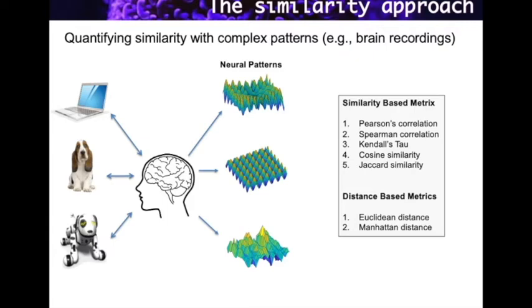In this problem, there are other approaches as well. For instance, the most commonly used ones, as mentioned before, are Pearson's correlation and Spearman correlation, but one may also use Kendall's tau, cosine similarity, Jaccard similarity, as well as distance-based metrics, such as Euclidean distance or Manhattan distance. The choice of which is the best one to be used in a study would depend on the type of data.